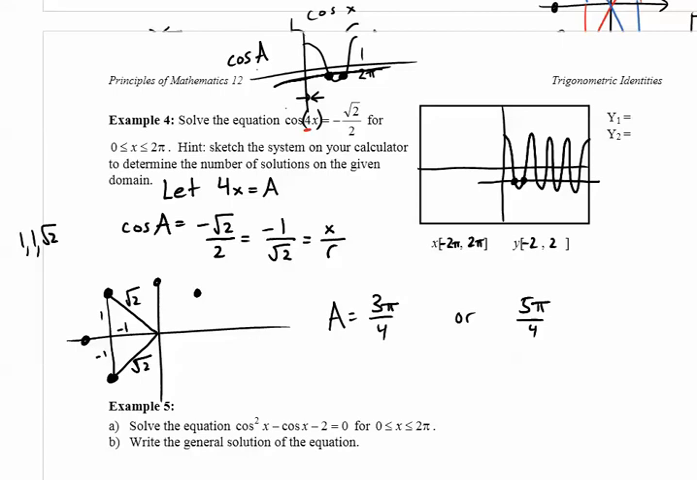So you can imagine I'm taking my hand and pushing on this graph until it becomes 4 times closer to the y-axis, 4 times smaller. And that makes all the answers 4 times smaller. So instead of being 3 pi over 4, this is now 3 pi over 16. To do that algebraically, we put 4x back instead of a, because a is the same as 4x, and then solve for x. So 4x could be 3 pi over 4, 4x could be 5 pi over 4.